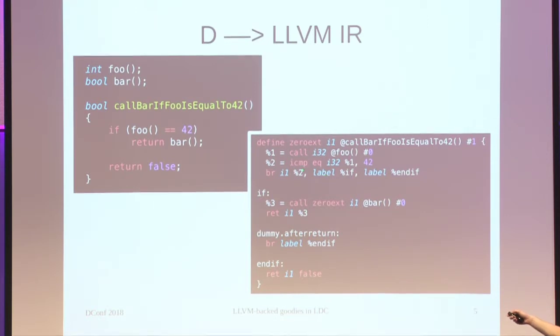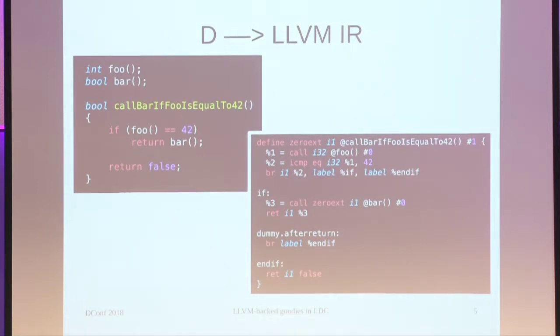Then there's a comparison here, integer comparison. Is this thing equal to 42? The result is stored in %2. Then we branch off of this Boolean value, either to label if or the label end if. If we branch to label if, this thing was true, then we have to call bar, and then we return the result of bar. Otherwise, there's this dummy thing, which is a quirk of how LDC emits LLVM-IR.